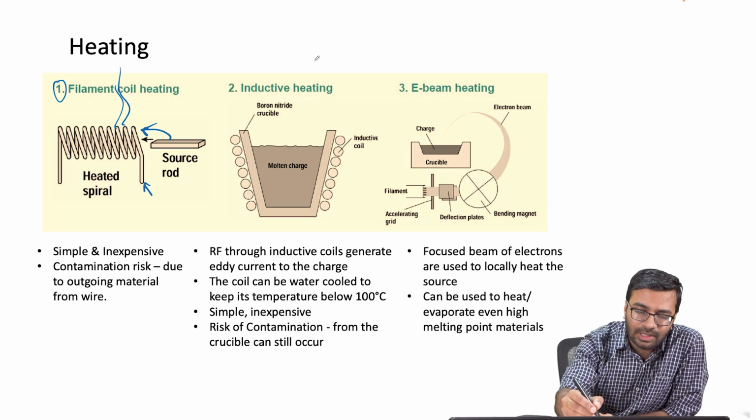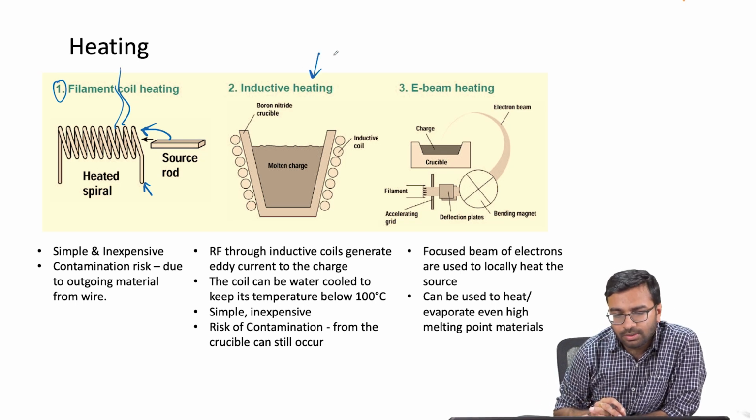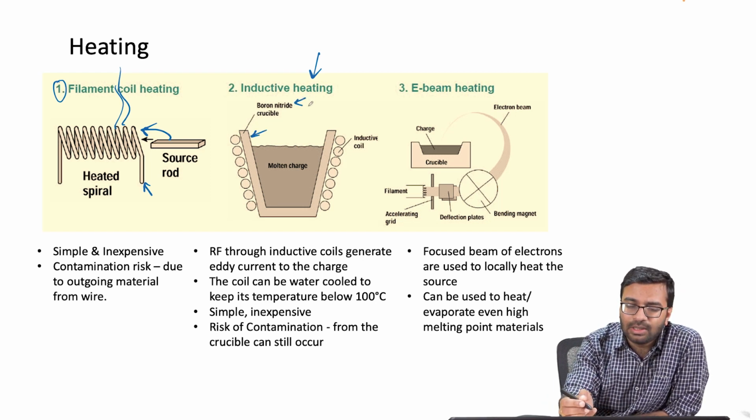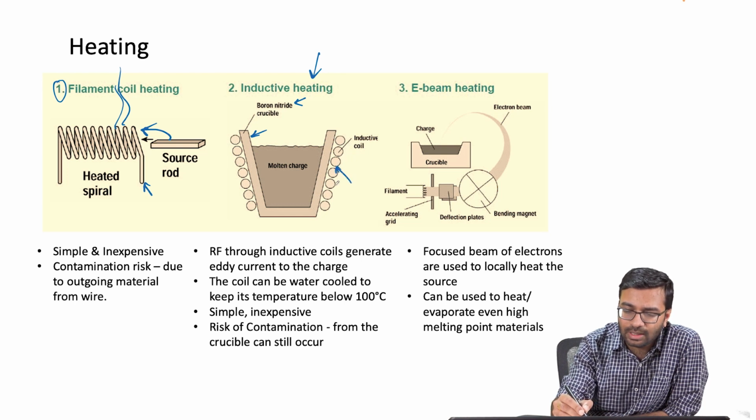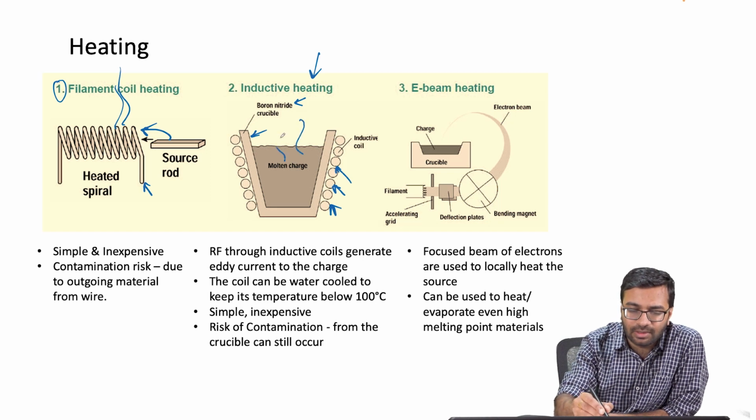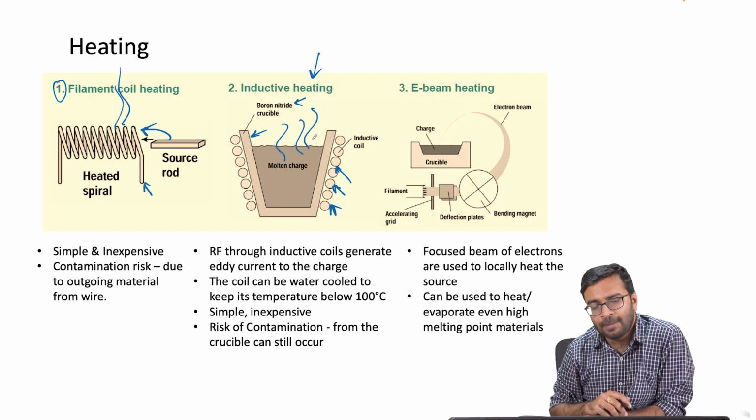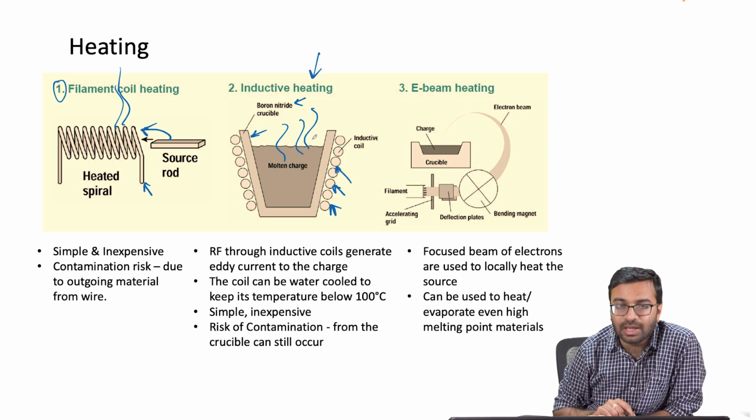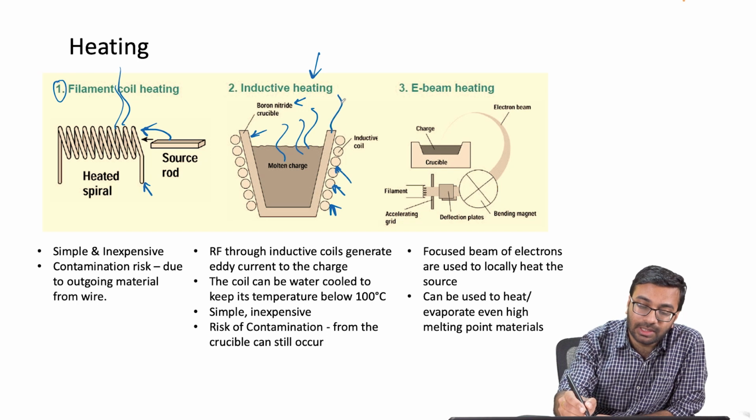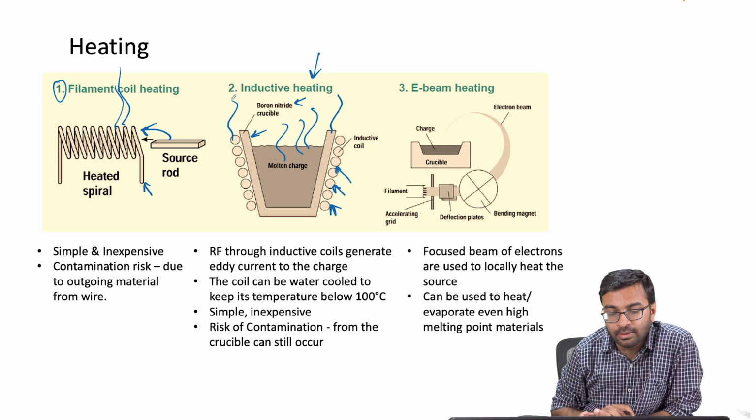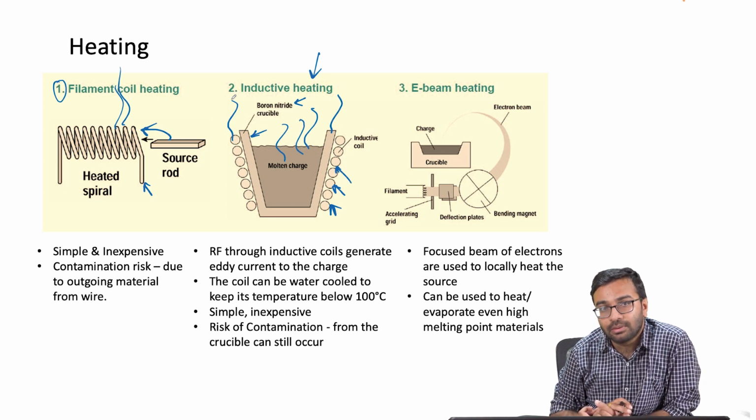Then we also have inductive heating process, where you use a crucible. So, in this case it is made of boron nitride, and then you have inductive coil across it. Now, because of this eddy current, they will also create heat and evaporation, but in this case also there is a risk of contamination, because if the heat is very high, you may find that crucible material is also getting evaporated or coil material is also getting evaporated, and then these materials may contaminate the thin film that you wish to create on a substrate.